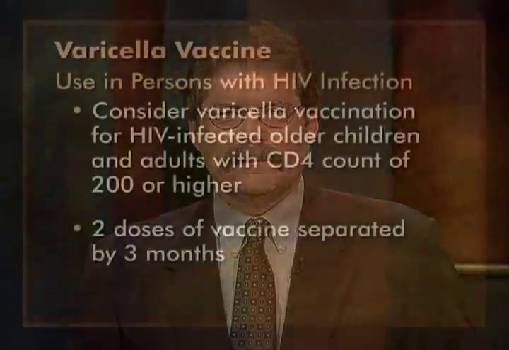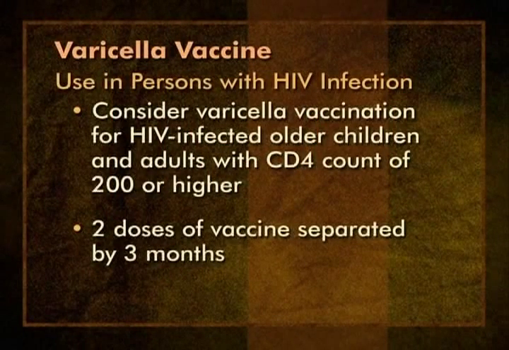But the potential benefit of vaccination and prevention of severe disease caused by wild-type varicella virus likely outweighs the hypothetical risk from the vaccine. As a result, ACIP now recommends that clinicians consider varicella vaccination for HIV-infected older children and adults with a CD4 T lymphocyte count of 200 cells per microliter or higher. As with children, these persons should receive two doses of varicella vaccine separated by 3 months. If the vaccinated person develops an adverse reaction, such as a fever or severe rash, acyclovir or other drug with activity against herpes viruses might reduce the severity of the symptoms.